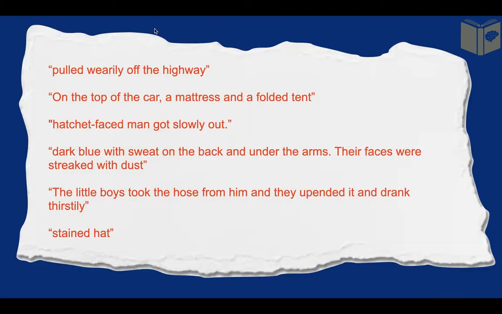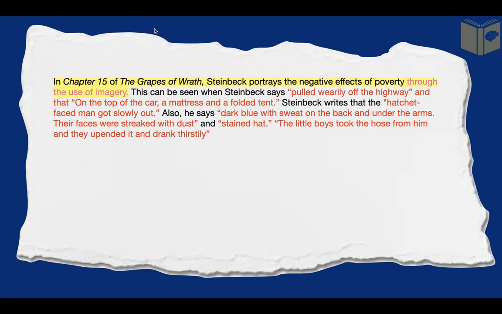That's what I want to use to support my claim that through imagery, Steinbeck depicts poverty. There we go then. In chapter 15, Steinbeck portrays the negative effects of poverty through the use of imagery. This can be seen when Steinbeck says, "pulled wearily off the highway," and that on top of the car was "a mattress and a folded tent."